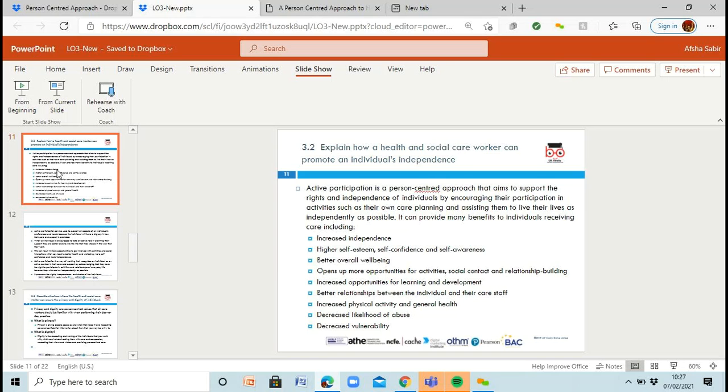Now, active participation has a lot of benefits. Some of these benefits are increased independence, higher self-esteem, self-confidence, and self-awareness. You get a better overall well-being because you're feeling better about yourself. Even if it's a small task that you've been able to do on your own, you're going to be happy that I did that on my own.